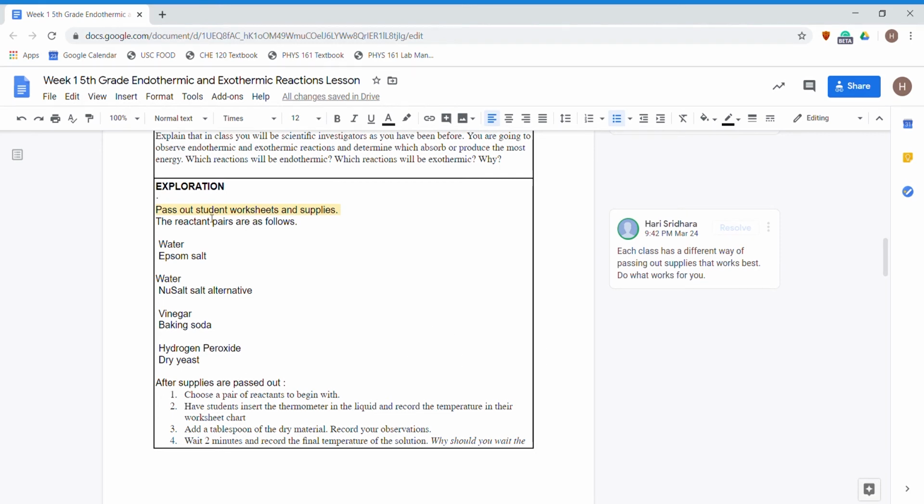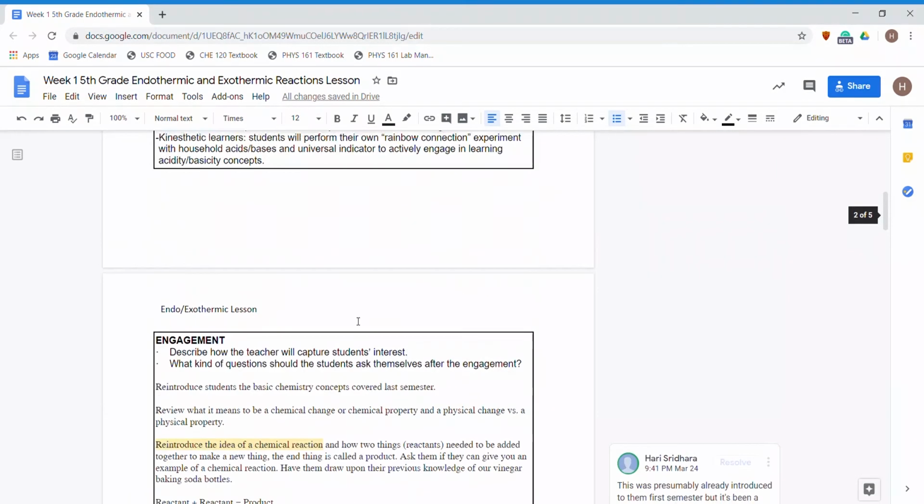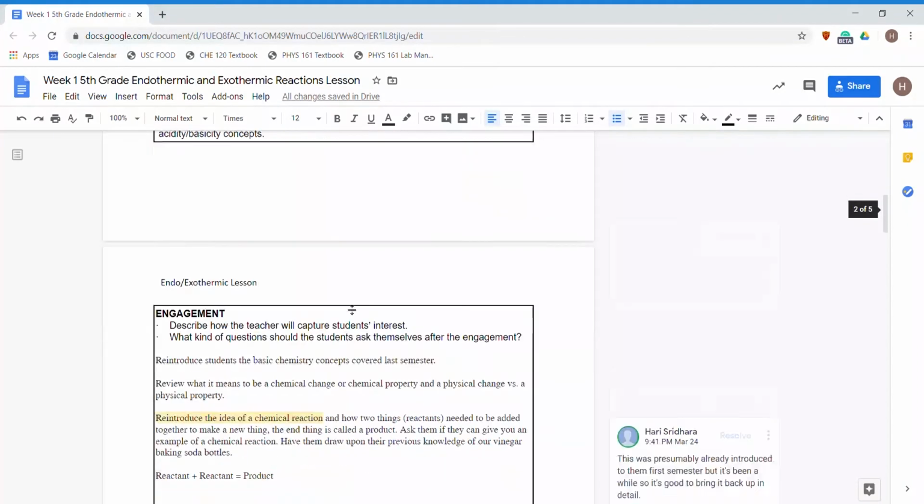It's still important to have the student worksheets, the endothermic and exothermic reaction worksheets. It should look something like this, passed out at the beginning of the lesson, because that's going to be important for all the trials they do.